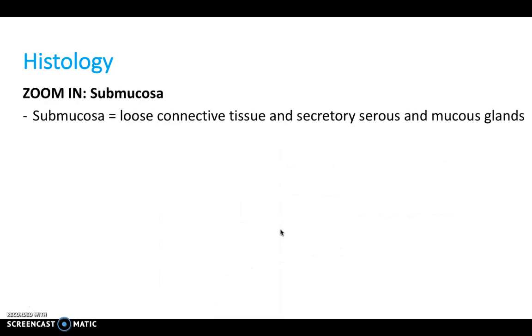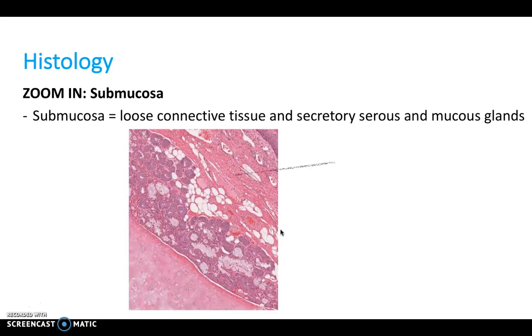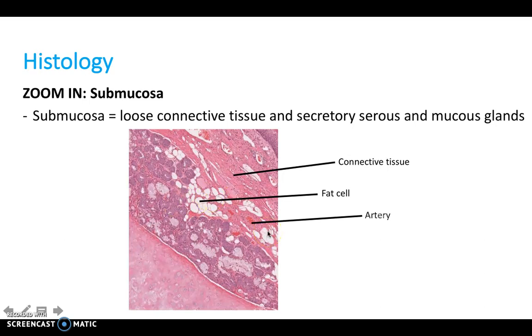So the submucosa is made up of loose connective tissue and serous and mucus glands. So this is what your submucosa would look like, and this is connective tissue. These are fat cells, so characteristic appearance, they almost look hollow, if you wish, on histology, very white in comparison to the pink surrounding structures.